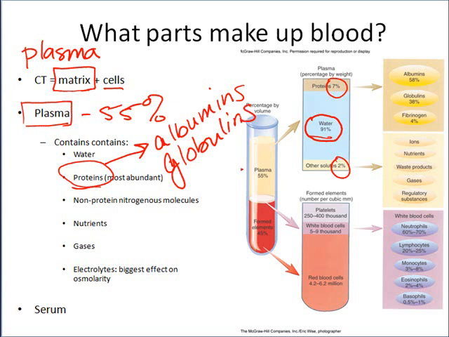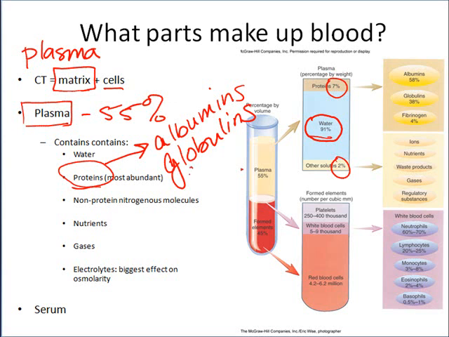Globulins are, there are several classes of globulins, but they comprise the largest type of protein found in the blood plasma, and they include the gamma globulins, which another name for them are immunoglobulins or antibodies. So they're part of the immune system. There are also what are called alpha globulins. There are beta globulins as well.